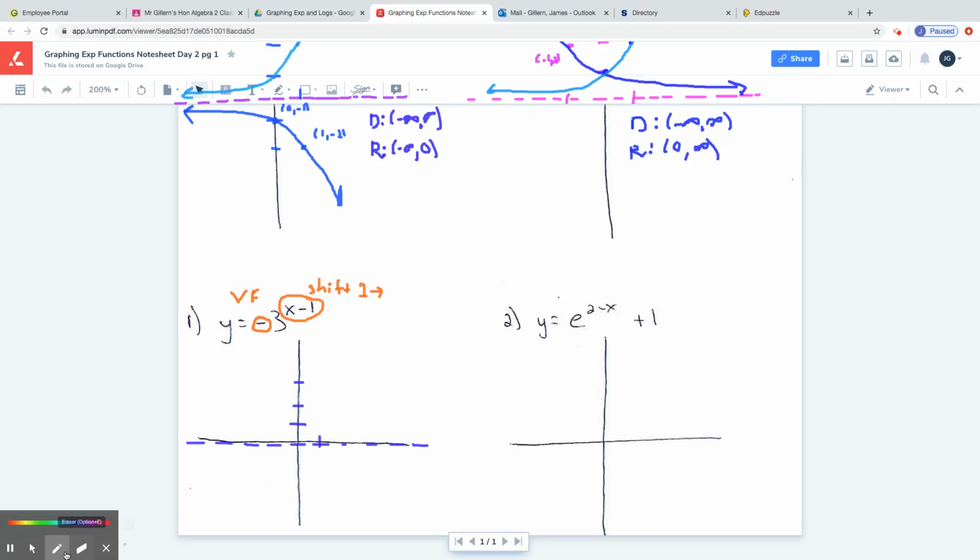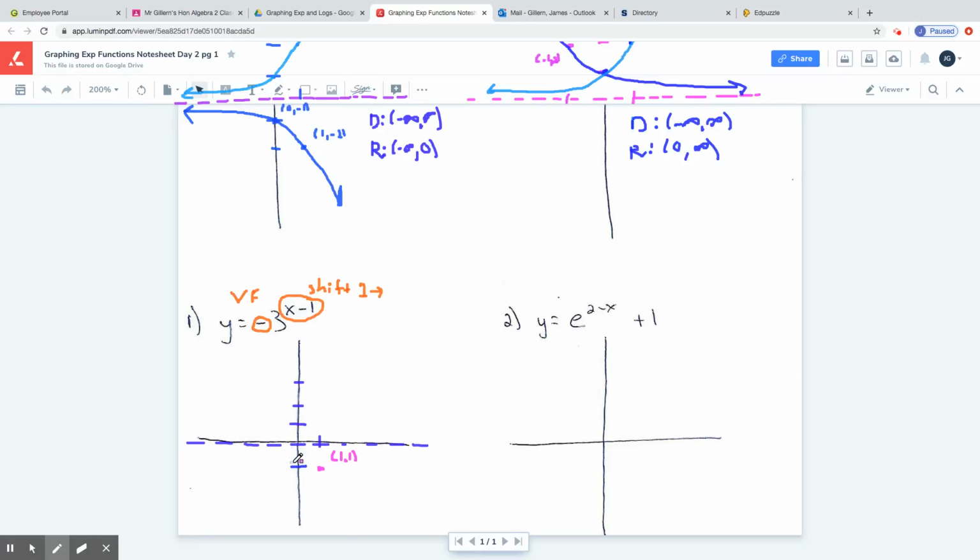So what you want to do first is always do your flips first. Always flip it first, and then slide to the right or left. So we're going to flip first, then we're going to slide or shift. If I was at (0, 1) and I flip it, I'm going to be at (0, -1). And then if I shift it 1 to the right, I'm going to be right here at (1, -1).